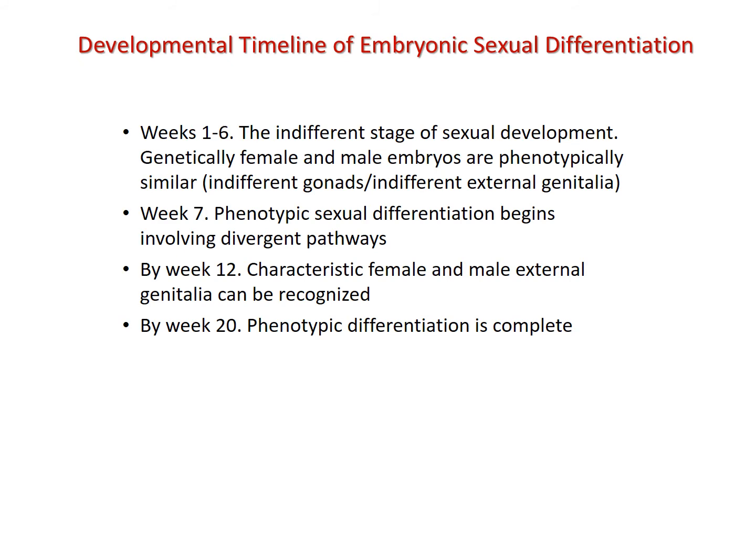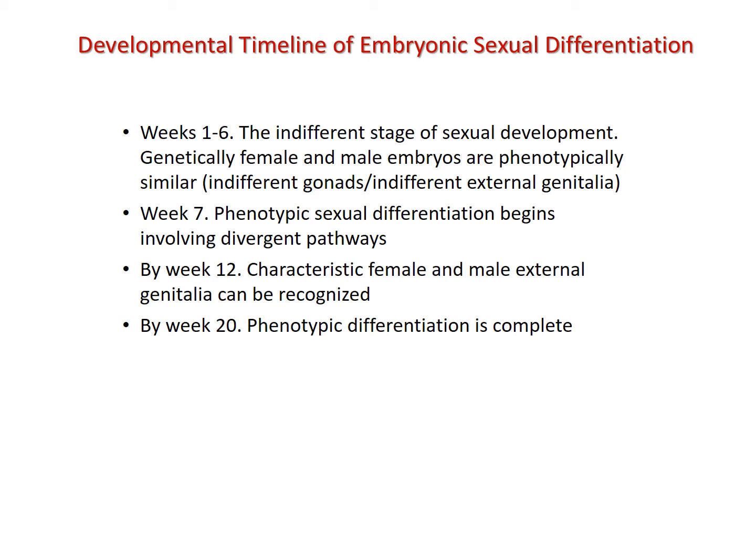This slide outlines the general developmental timeline of embryonic sexual development. The genotype or chromosomal sex of an embryo, be it 46XX or 46XY, is determined at fertilization. The period between the 1st and 6th weeks is referred to as the indifferent stage of sexual development. Genetically, female and male embryos have phenotypically similar gonads and external genitalia. By early 7th week, sexual differentiation begins and involves divergent pathways.